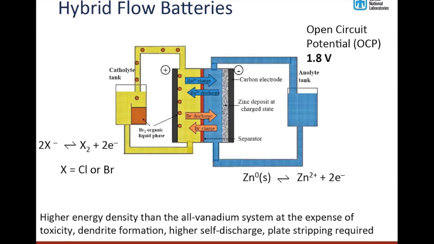Hybrid flow batteries like zinc bromide do have an even higher potential, so the potential for higher energy density, with some disadvantages that may occur in the areas of toxicity, dendrite growth, higher self-discharge, and the need to strip the battery periodically. And as with any technology, you have to tailor your needs to the technology that best suits those needs.